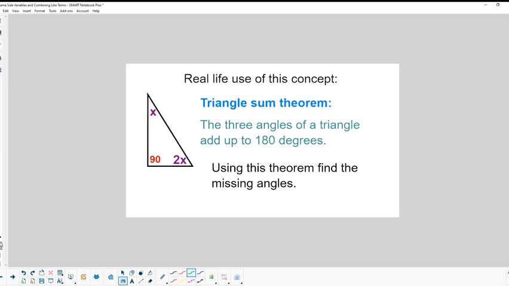Okay, now we need to talk about this, because this is a real-life way of looking at how combining like terms in solving equations can be helpful. For example, the triangle sum theorem is a theorem that says that the three angles of a triangle add up to 180 degrees. Many of you probably already knew that. But using this theorem, we can find these two missing angles using all of this information.